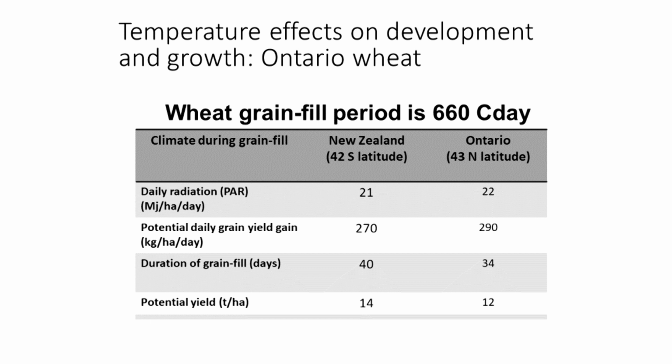And so, again, we can have sunnier days. That can increase yield because of more PAR. But if it increases total temperature, right, if it makes those days hotter, then we might cycle through developmental phases faster, which will reduce yield. And that's what's going on here when we compare Ontario to New Zealand in terms of wheat.